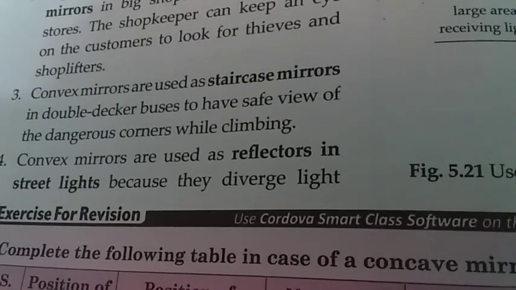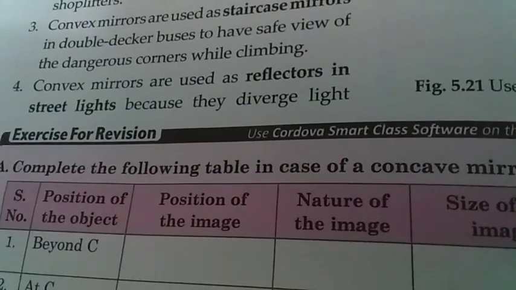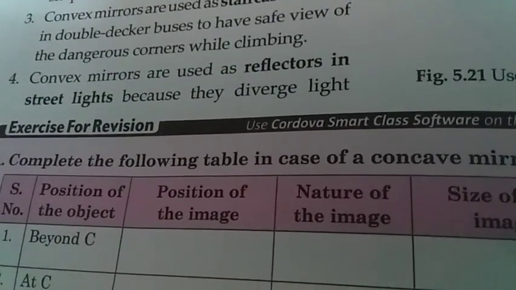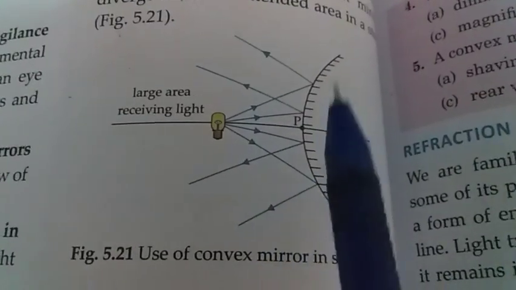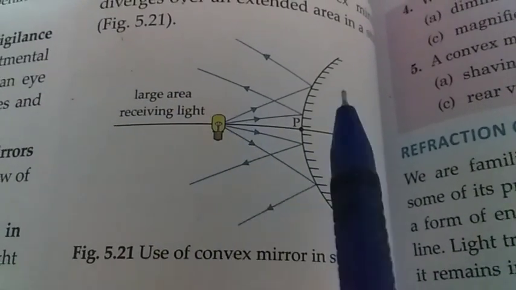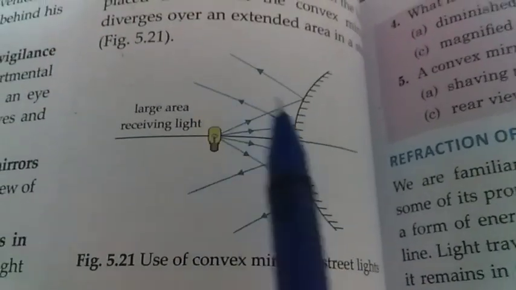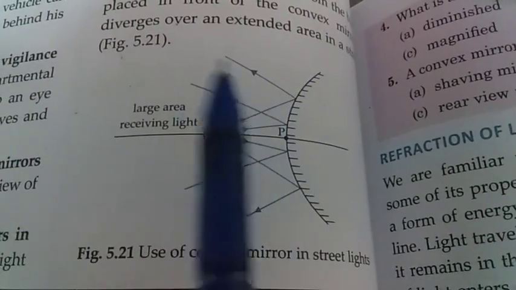Convex mirrors are also used as staircase mirrors in double-decker buses to have a safe view of the dangerous corners while climbing. They are used as reflectors in street lights because they diverge light which is incident on them. So here this is a convex mirror and light rays are falling on it from this bulb and they are diverged over an extended area.